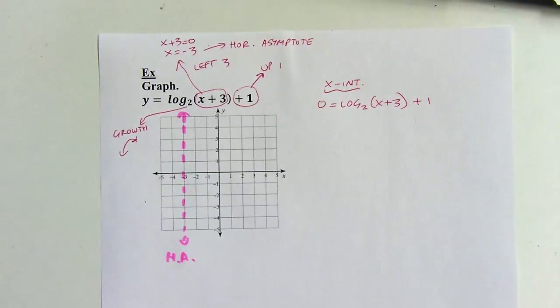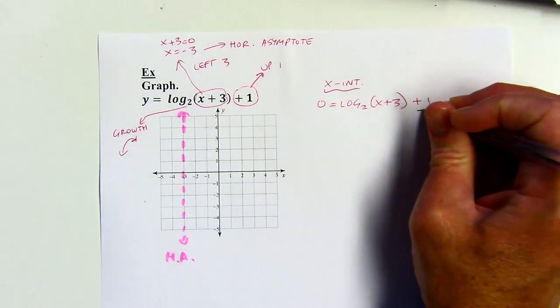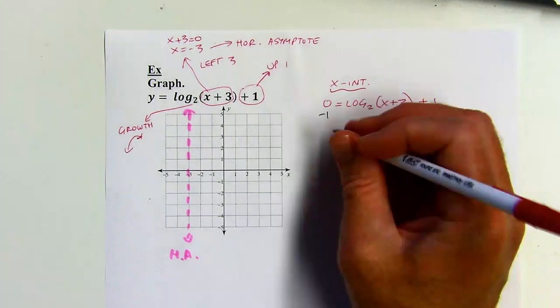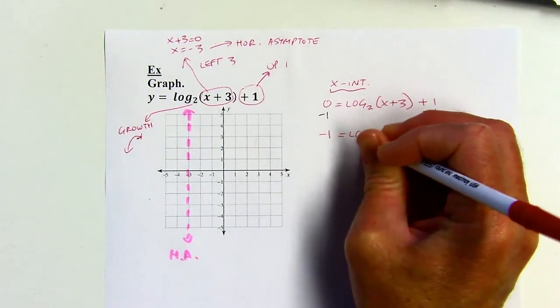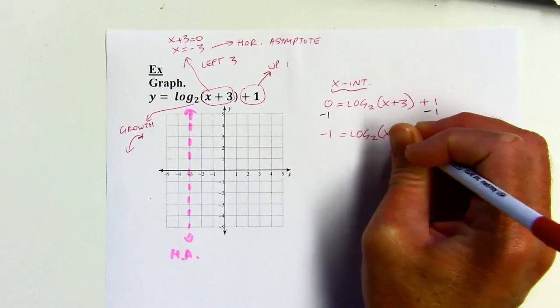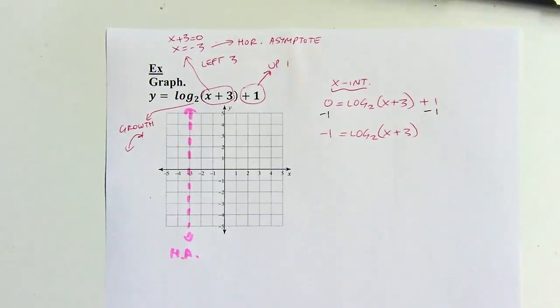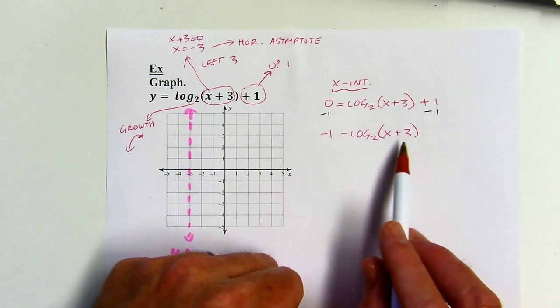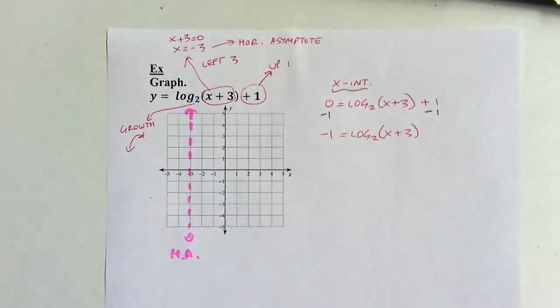Okay, so I want to try to get x by itself. Again, use addition, subtraction, multiplication, division as much as you can to begin with. And I can start by subtracting 1 from both sides. Now I've got -1 equals log base 2 of x plus 3. Okay, some people now are going to subtract 3 from both sides, but you can't do that because this 3 is trapped inside of the log right now.